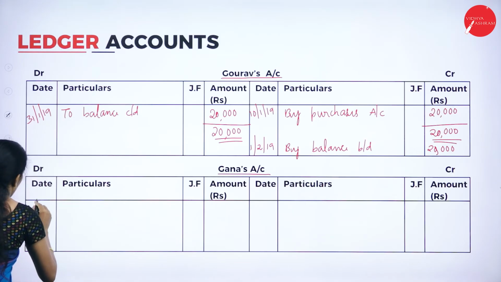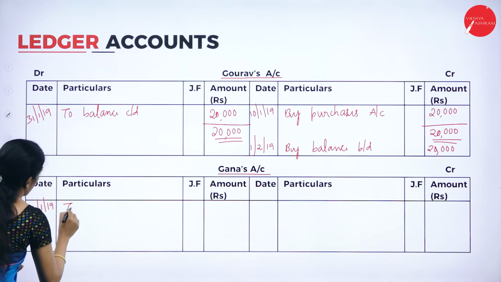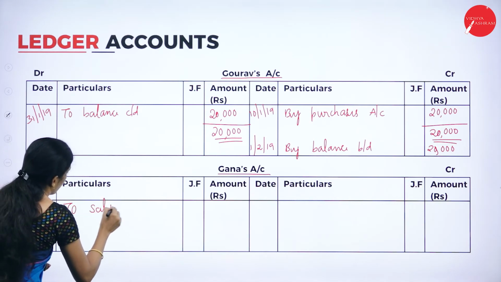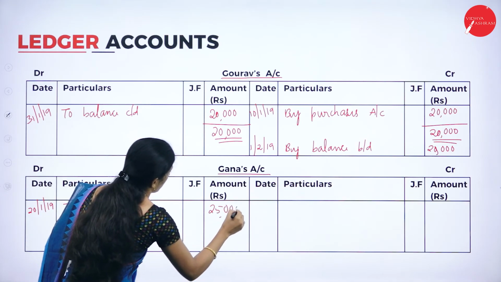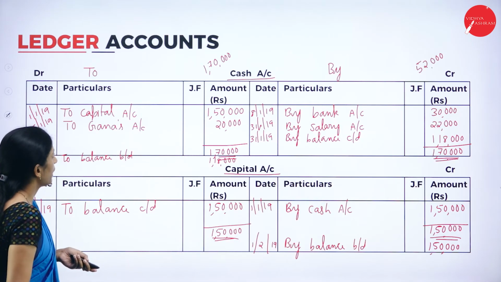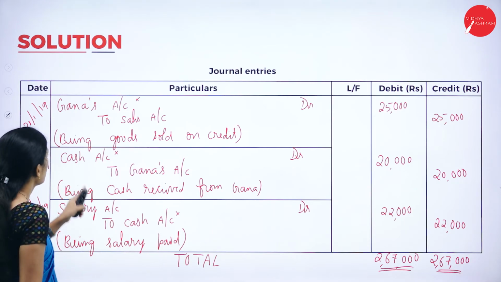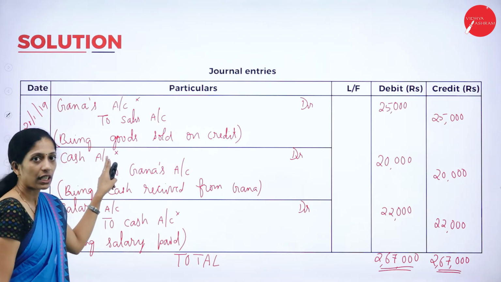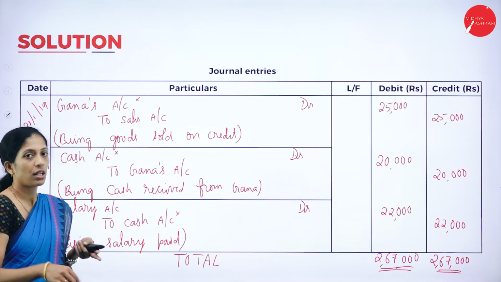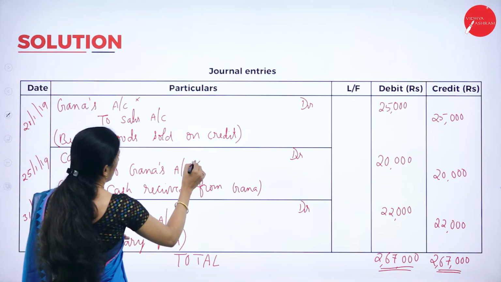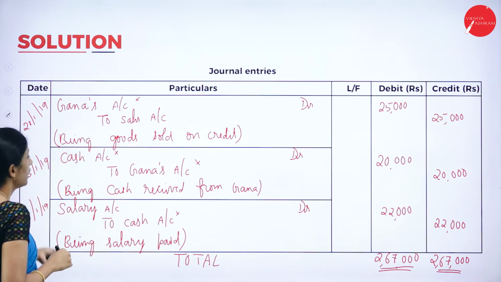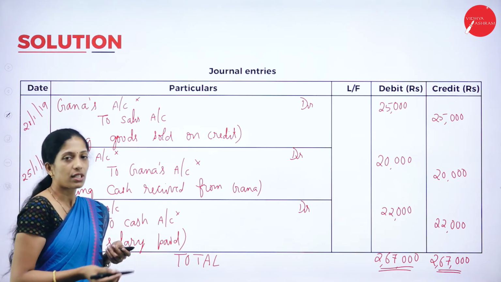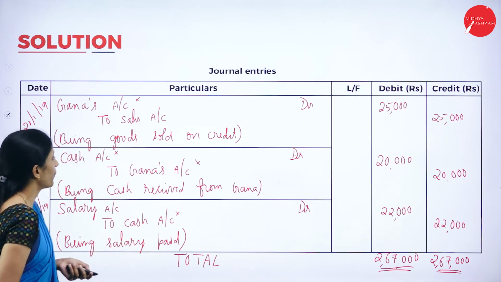So 20th/1/2019 to sales account and the amount is how much? 25,000. Next one, find out where there is Ghana's account. Yes, so here we have cash account debit to Ghana's account. So here we are going to prepare Ghana's account. Leave this. Remaining account is what? By cash account. That is 25th/1/2019 by cash account 20,000.